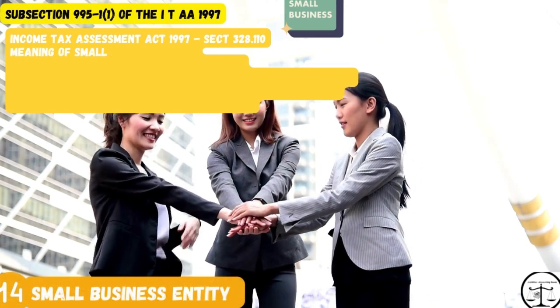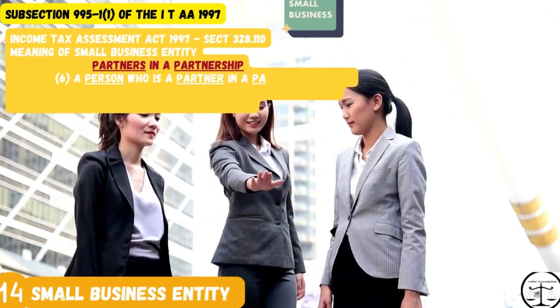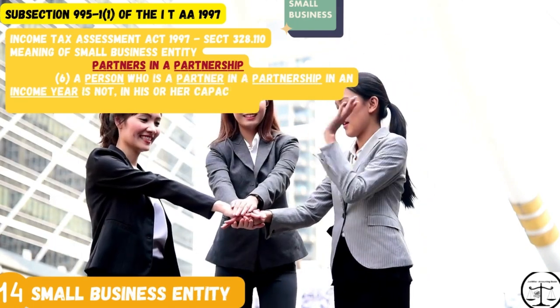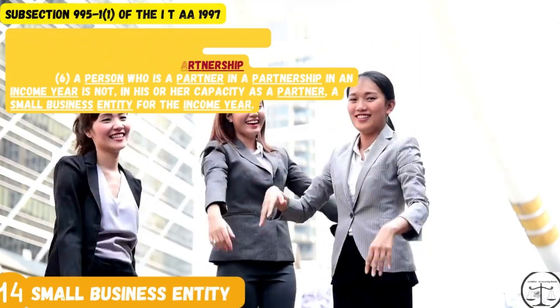Partners in a partnership. 6. A person who is a partner in a partnership in an income year is not, in his or her capacity as a partner, a small business entity for the income year.